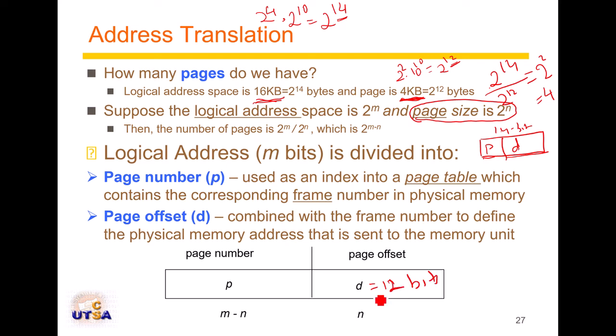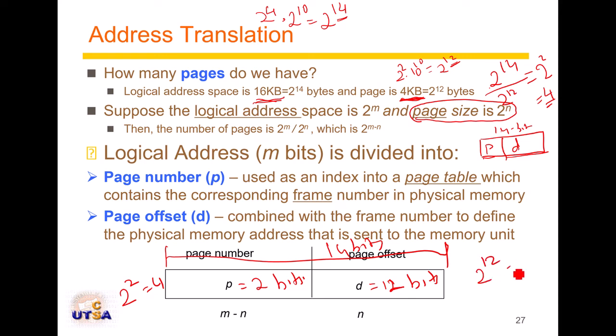And now we know that the total number of bits in our logical address space was 14 bits, so we can easily figure out the p is 2 bits. Remember, with 2 bits, you can represent 2 to the power 2 many pages, which is equal to 4, and that's what we found here as well. And similarly here, with 12 bits, you can represent 2 to the power 12 bytes, which is 4 kilobytes, and that was the size of our pages.